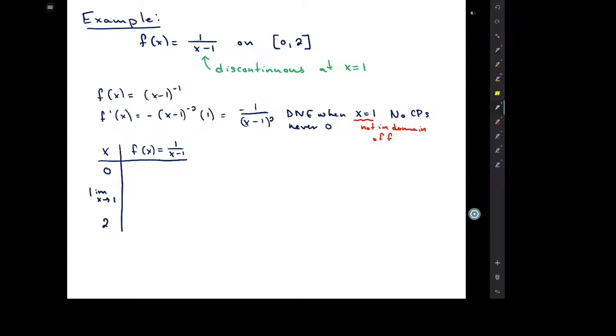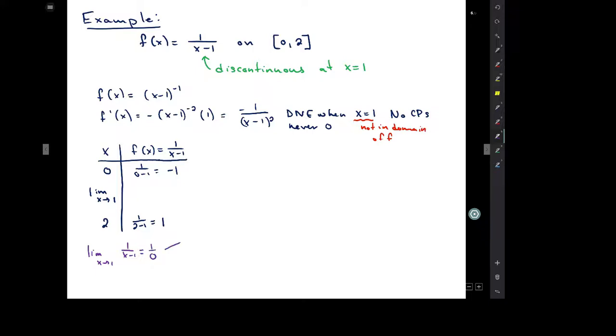So when I plug in x equals 0, I get 1 over 0 minus 1, which simplifies to -1. When I plug in 2, I get 1 over 2 minus 1, which is just 1 over 1, which is 1. And it turns out that when I take the limit as x goes to 1, well, let's do this a little bit off to the side. The limit as x goes to 1 of 1 over x minus 1, when I actually evaluate this, it is 1 over 0.